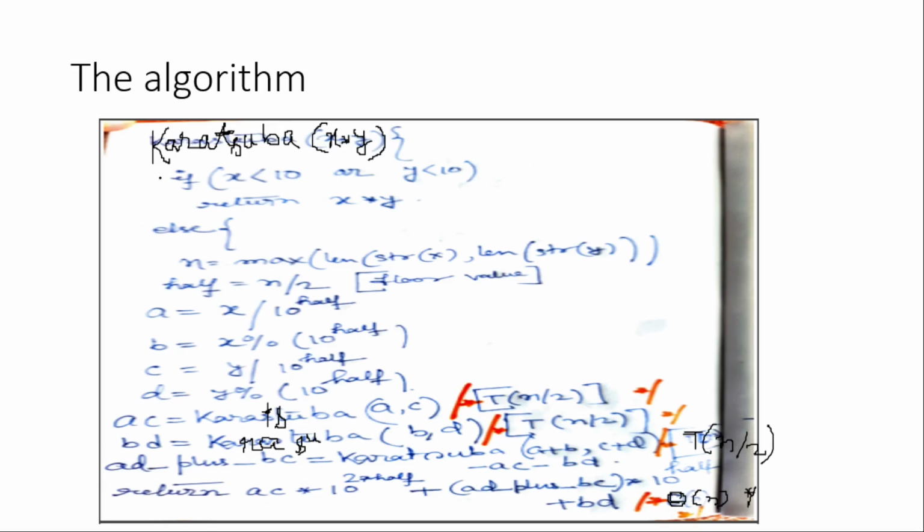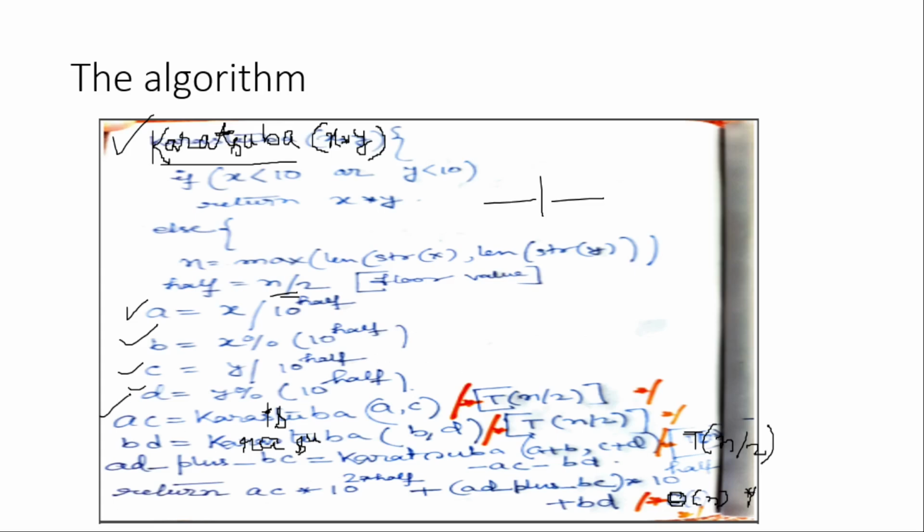Now this is the algorithm. Sorry, a little bit not that clear. Karatsuba XY. Here you are calculating A, B, C, D, because let's say we are dividing the numbers into A, B and C, D. B and D are calculated in modulus arithmetic. Half is nothing but n by 2, that means whatever the length of the number is, divided by 2, will be the half. For the timing, let's assume both numbers have equal length. Let's say the first number has length 6 and the second number also has length 6. So 6 by 2 is 3, that means 10 to the power 3, and so on.